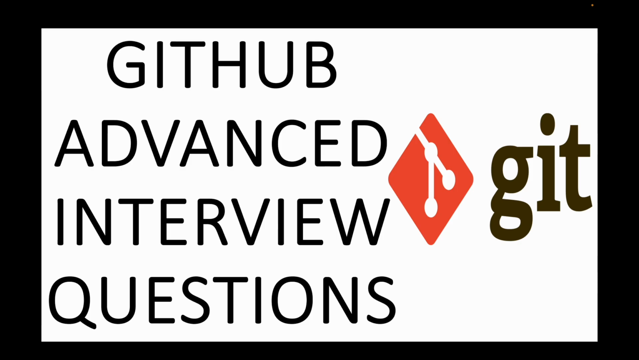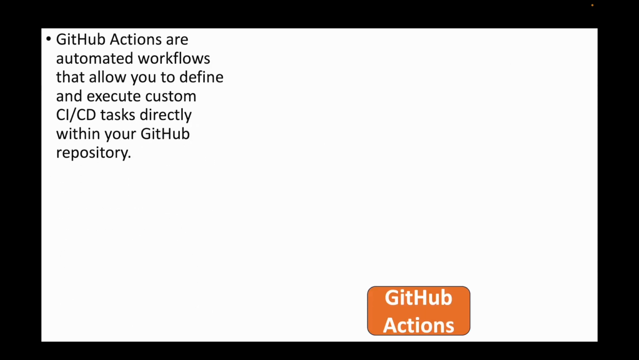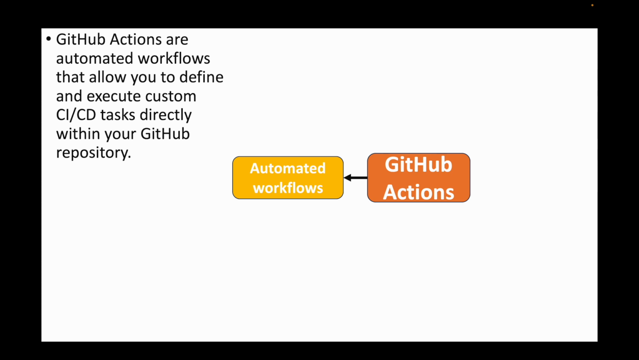So let's dive into this. The first question I have is, what are GitHub Actions and how do they enhance the CI/CD workflows? Now, GitHub Actions are simply your automated workflows that you can create, and these allow you to define and execute any of your custom CI/CD tasks. So if you want to implement CI/CD on GitHub, we can make use of your GitHub Actions for that.